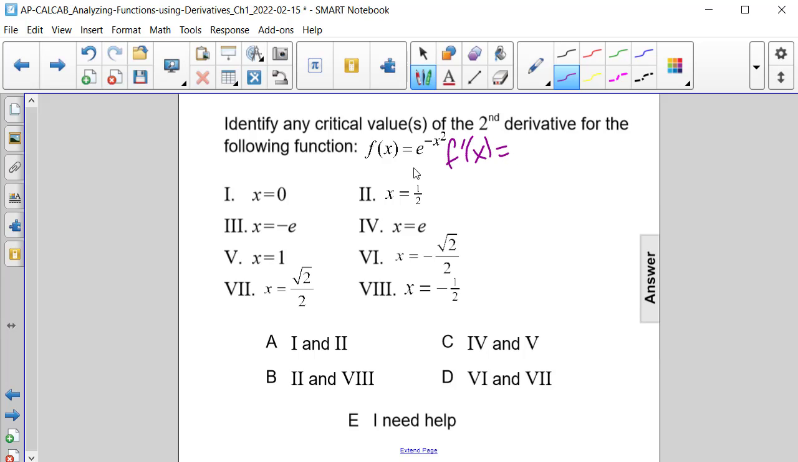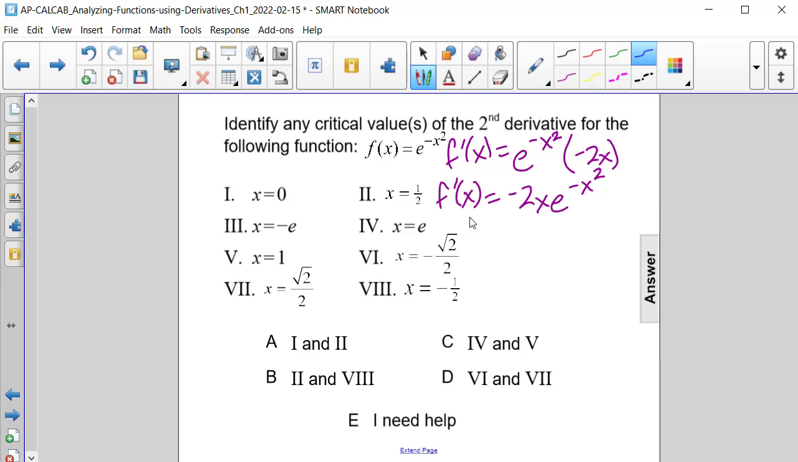So f prime of x is going to be, the derivative of e is e, but we do have an exponent that is different from regular x. So we keep e to the negative x squared, but because that exponent is something different, we have to take the derivative of the exponent by the chain rule, and the derivative of negative x squared is negative 2x. So therefore, f prime of x is equal to negative 2x times e to the negative x squared.